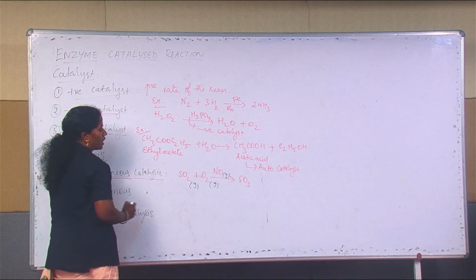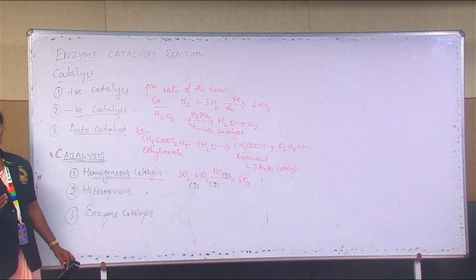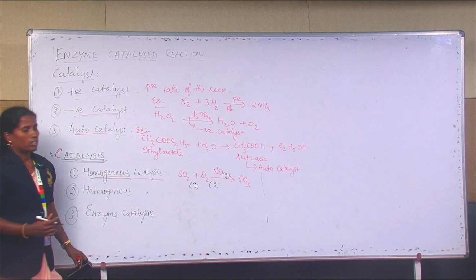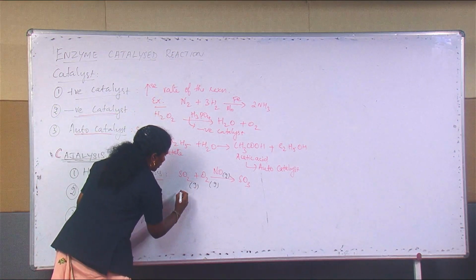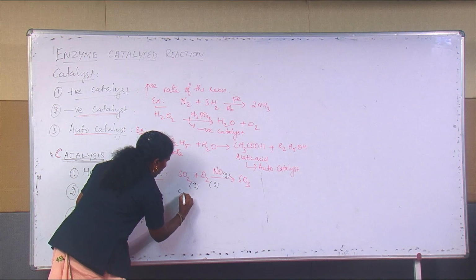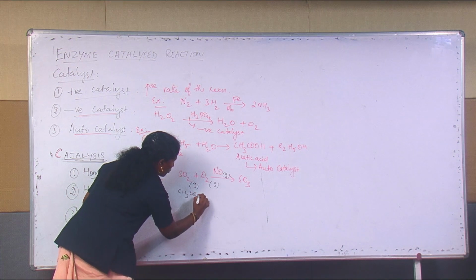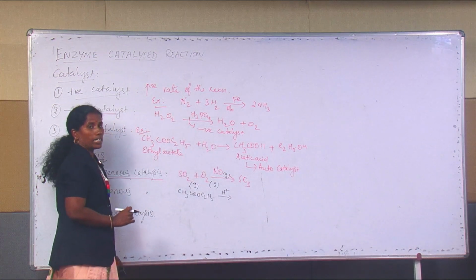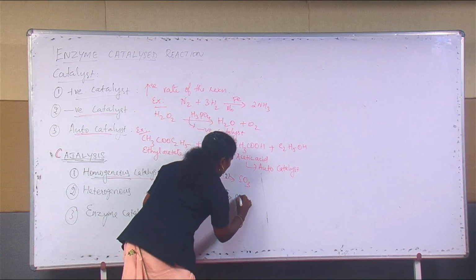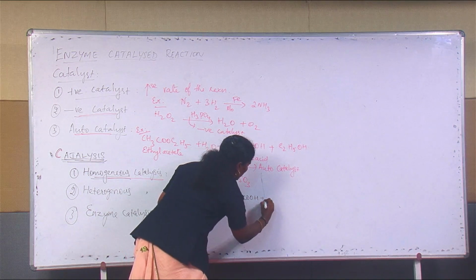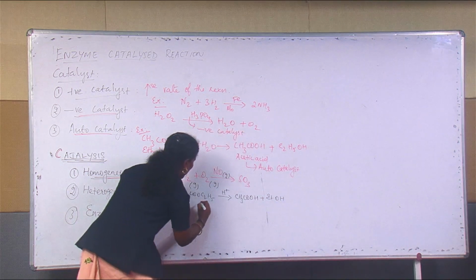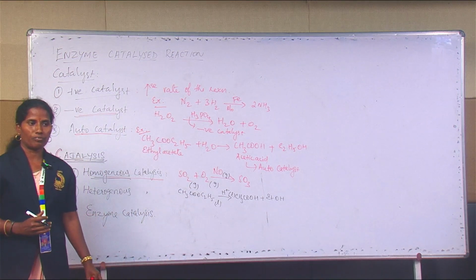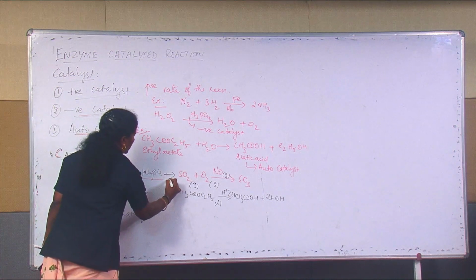One more example, for a liquid phase reaction, is hydrolysis of ester or hydrolysis of cane sugar. Hydrolysis of ester, CH3COOC2H5, in presence of H plus acid catalyst, forms acetic acid plus ethanol. So all are in liquid phase. So when reactant and catalyst are in the same phase, it is called homogeneous catalysis.